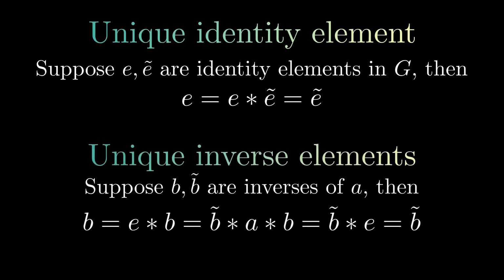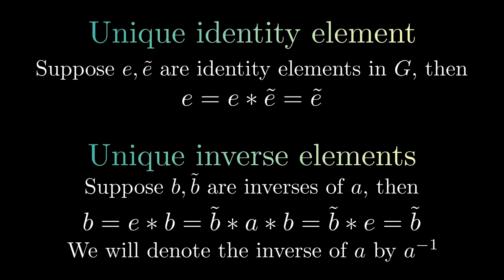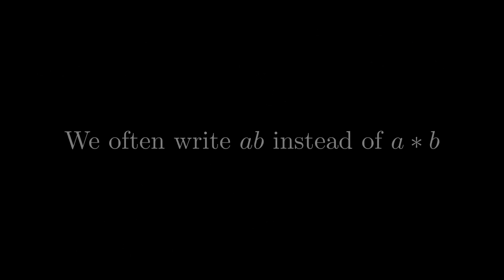We can also easily prove that the inverse of an element is unique. We denote this inverse of an element using an exponent of -1. We often drop the operation symbol when writing compositions. Let's look at some examples of groups.